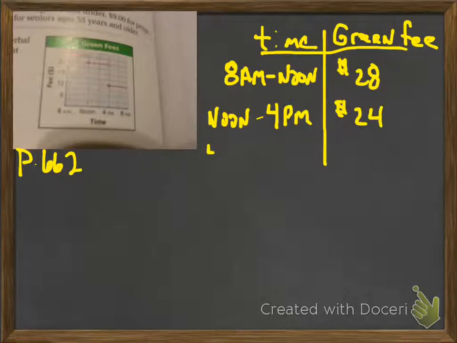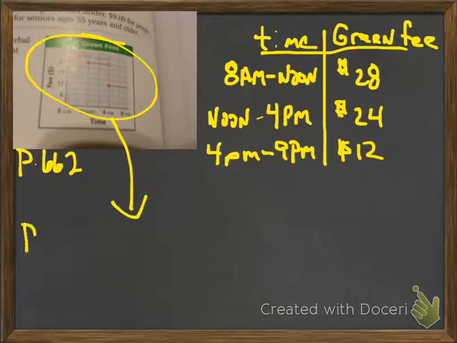And then from 4 o'clock till 9 o'clock, closing probably, it says there they charge a fee of $12. So you see in the mornings they're charging more because they know that's when it's cooler and people are going to want to be out there more, so they're willing to pay more. In the middle of the day they charge a little bit less, and at the end they're just trying to make sure they get some people out there, so they charge way less.